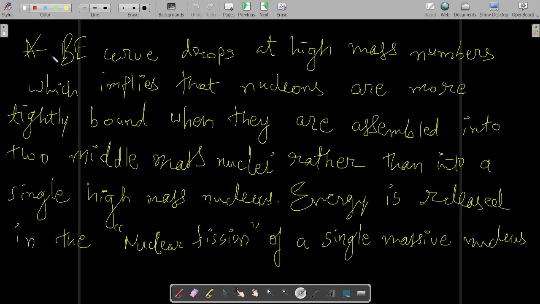So the binding energy curve drops at high mass number, which implies that nuclei are more tightly bound when they are assembled into two middle mass nuclei. More tightly bound means more binding energy per nucleon. So more binding energy per nucleon when they are assembled into two middle mass nuclei rather than into a single high mass nucleus. The reason is very simple.